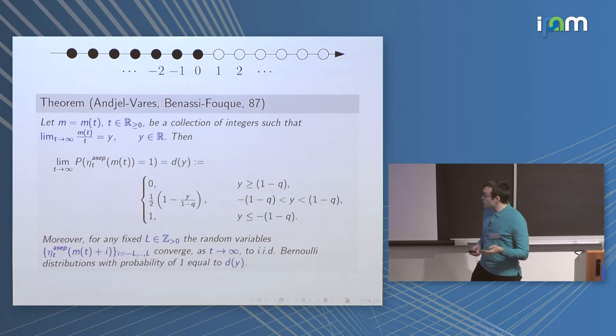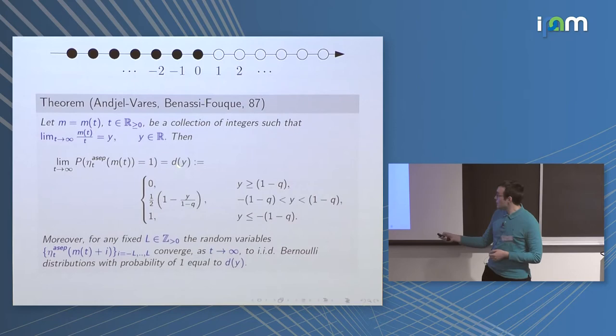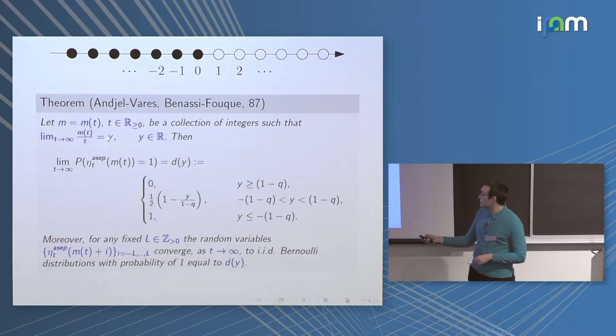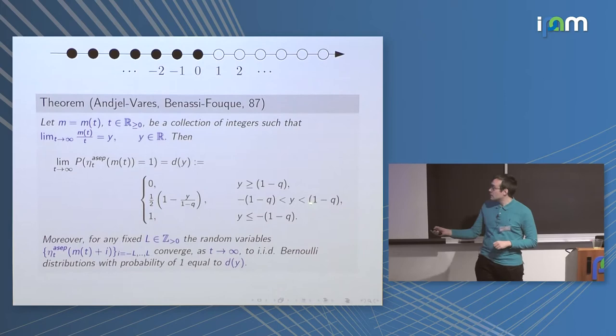So we see a graph of this function on the previous slide. It is 0 and 1 in the trivial regions and a linear function in the non-trivial region. So the probability to find a particle at the position y times t, where y is fixed and time t goes to infinity, is this linear density function of y. So this is the probability to find a particle in one position.